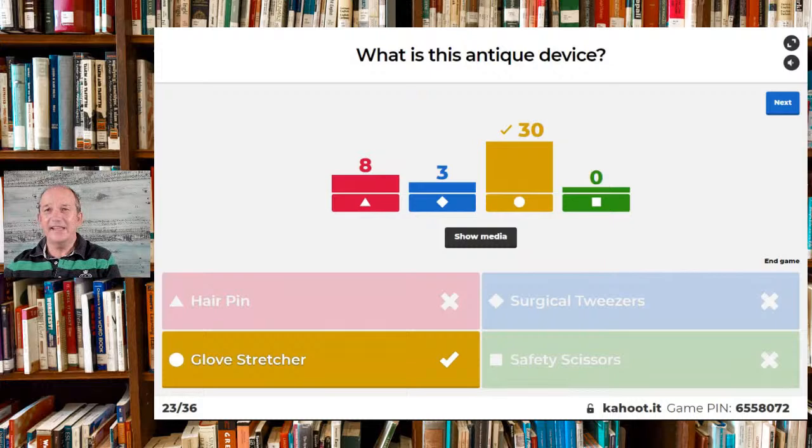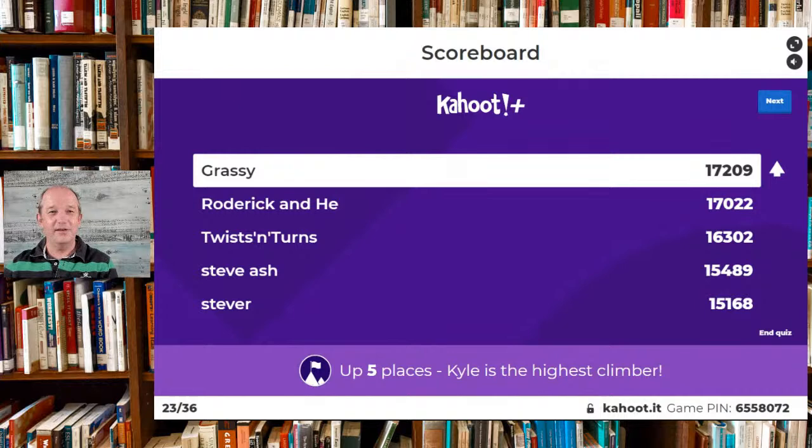Let's see what they did to the scoreboard. There we are. Oh, Grassy sneaking back into first place there. Well done. Roderick and Helen into second place. Brilliant. Twist and Turn still there in third. Stephen Stever there. Paul Finley, obviously your answer came up after it was given out, but don't put your answers in the chat, please. It is just to take part in the quiz. So please don't answer in the chat.